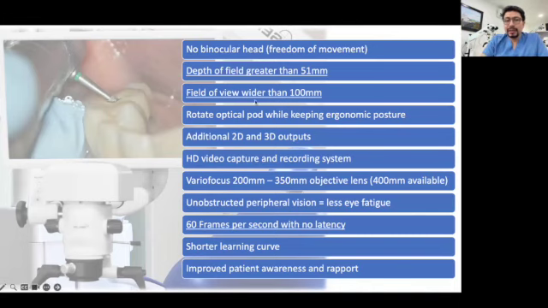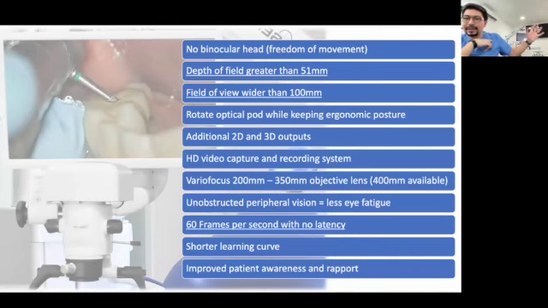Another advantage, you can rotate the optical pole while you maintain your ergonomic position. You can have additional outputs. As you can see, my 3D microscope is just behind me, and I have an extra screen. That one is a regular screen, and I can project all the images that I am seeing on that screen that is on the wall. So my dental assistant can see in 3D in the monitor of the 3D, and if I move to maybe an uncomfortable position for her to have a proper vision, she can continue seeing on the regular screen.